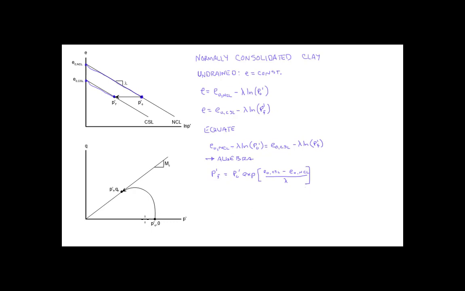Now we can go to our q-p' space curve. We know that q at failure is equal to p' at failure times Mc, which is the critical state slope in q-p' space.